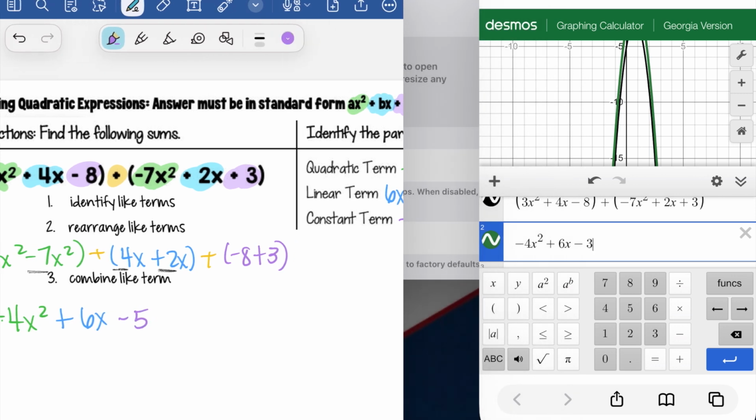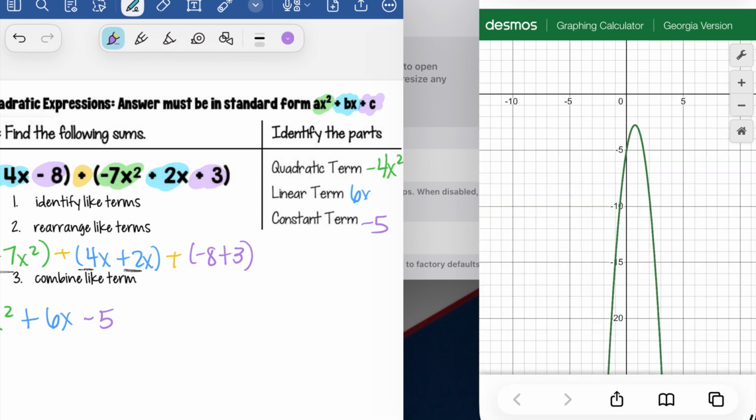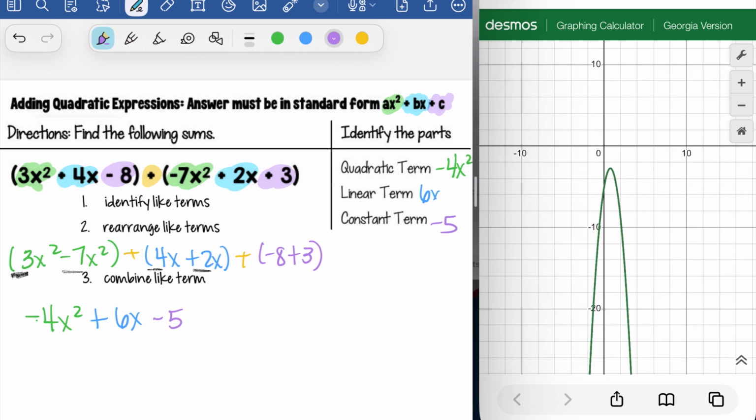So now I come back to my calculator, because I got to change this too. And I put minus 5. And does it give me a matching parabola? Now my answer is correct. So my final answer should be negative 4x squared plus 6x minus 5.